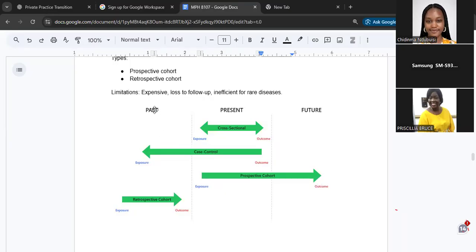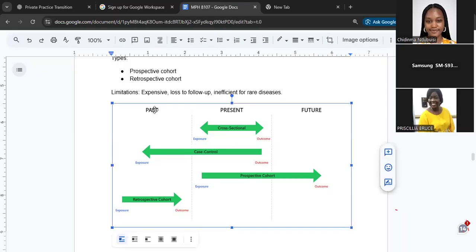Now, if we look, I also try to delineate the time. So we have this column for past. I just used it as a way to represent this thing in a way that may help us understand. So this column here is past. Then we have present in the middle, and then future. So let's take a look at this prospective cohort and retrospective cohort. Let's focus on it. See the prospective cohort. See what is happening. It's starting from the present and is following those people into the future.